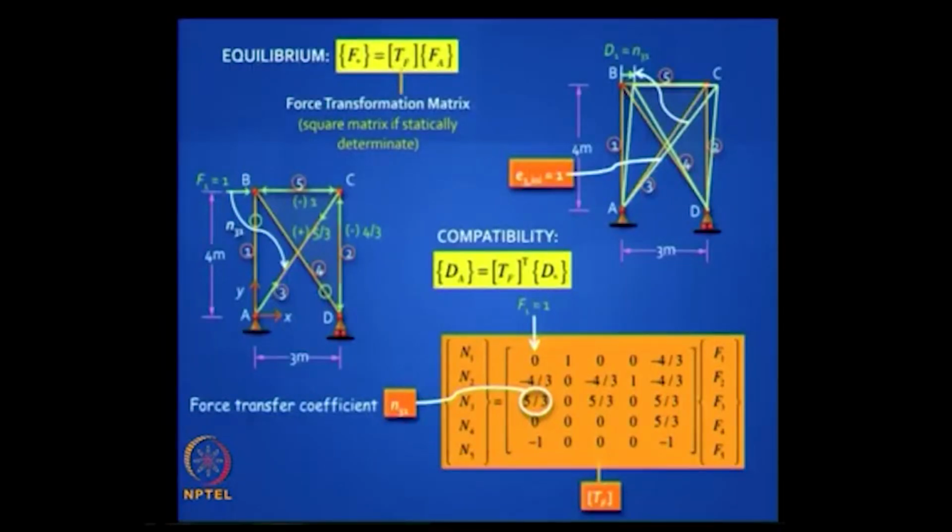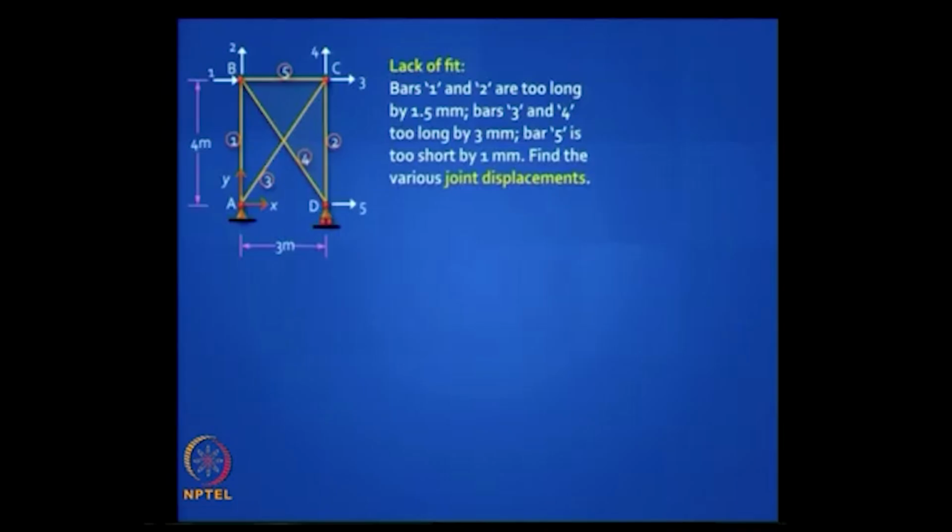And let us give a, so dA is TF transpose D star, let us give another demonstration of it. Same truss, now I have a lack of fit. The bars came to the site with different lengths, that is how bad manufacturing is. So bars 1 and 2 are found to be too long by 1.5 mm, bars 3 and 4 too long by 3 mm, bar 5 too short by 1 mm. Find the various joint displacements.